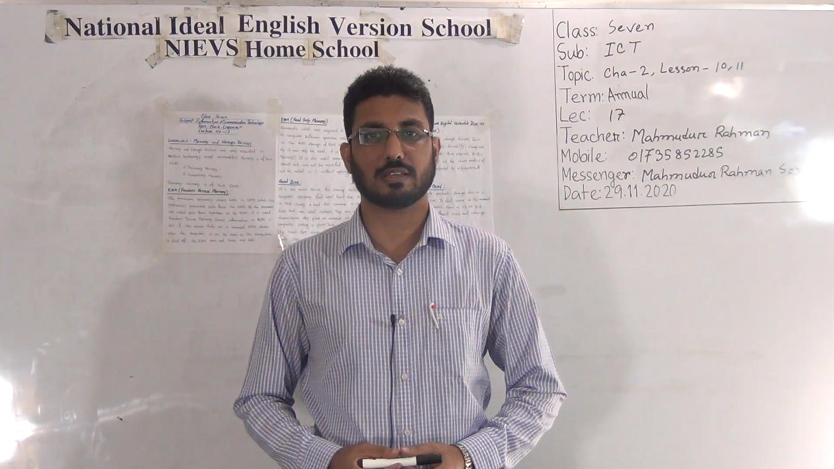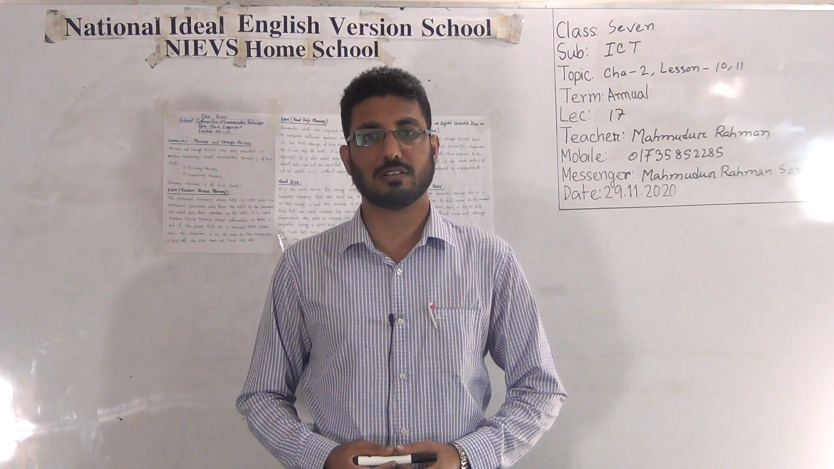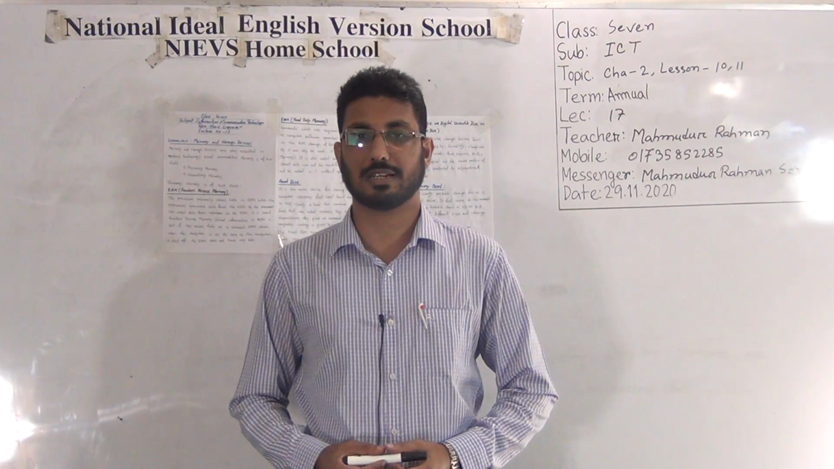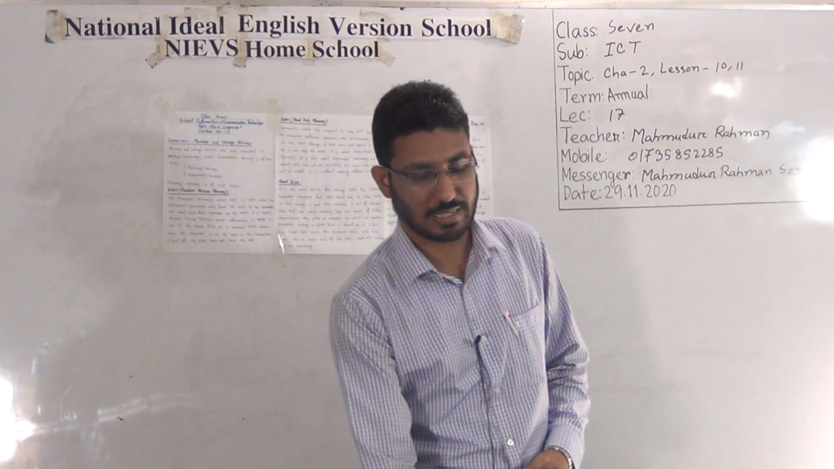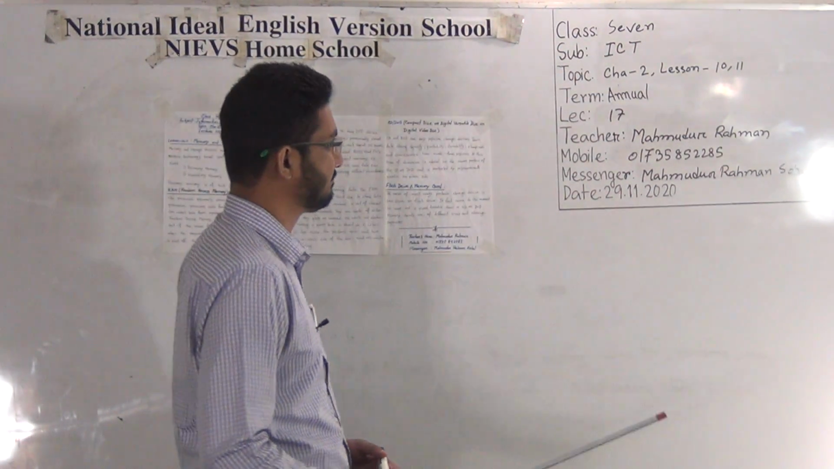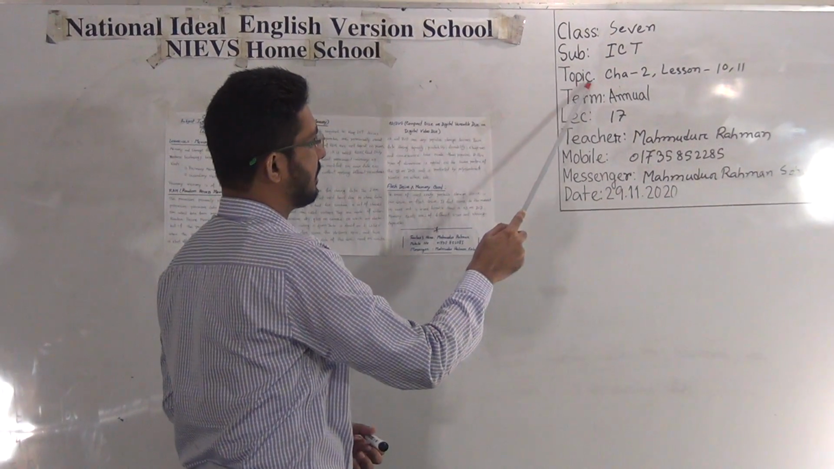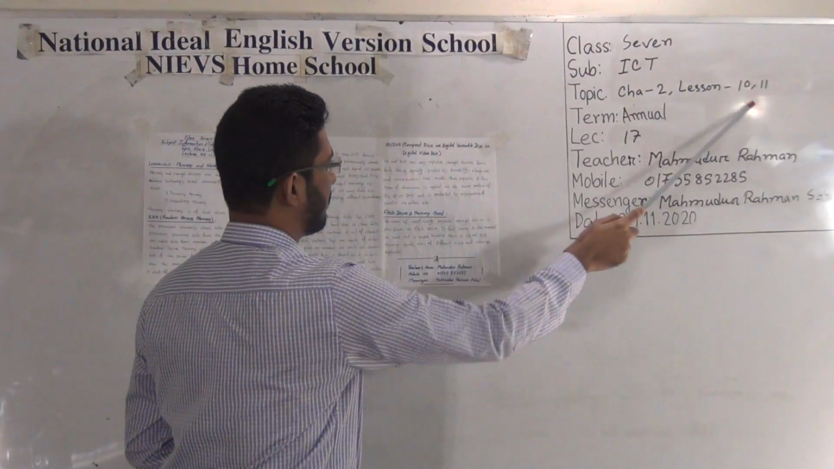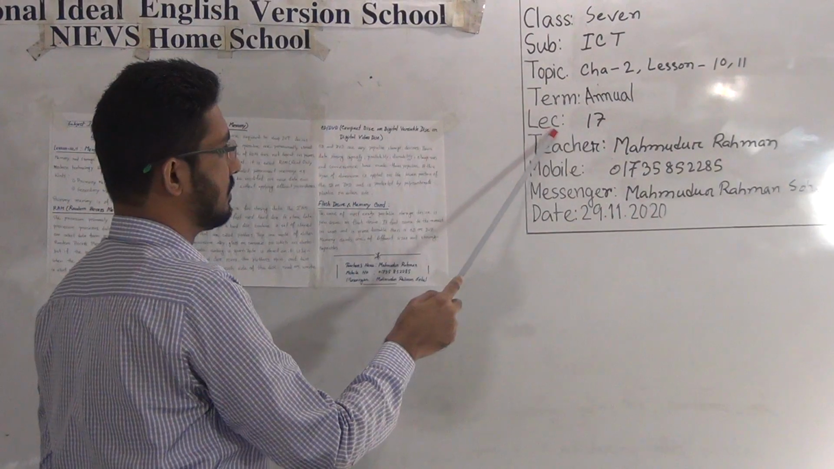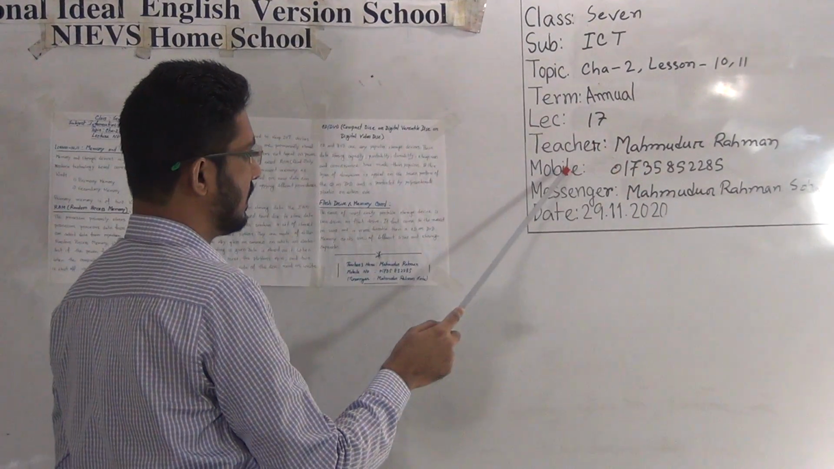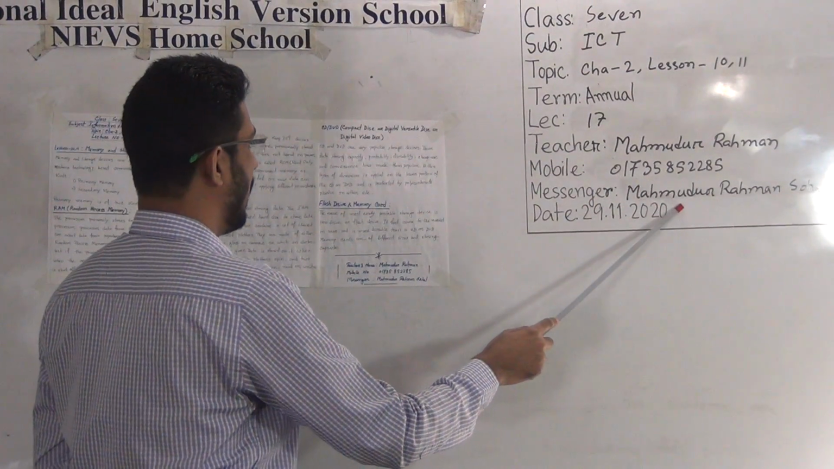Today I am going to take an Information and Communication Technology class for the students of class 7. Our today's topic is Chapter 2, Lesson 10 and 11. Let's see. Class 7, Subject ICT, Topic Chapter 2, Lesson 10 and 11, Term Annual, Lecture number 17. I repeat again, this is your lecture number 17. Teacher Mahmudur Rahman. This is my mobile number 01735 852285 and this is my messenger ID.